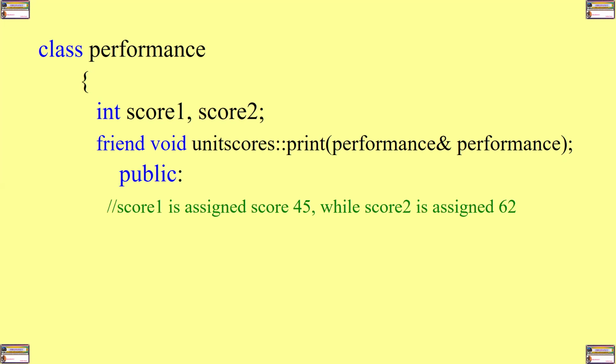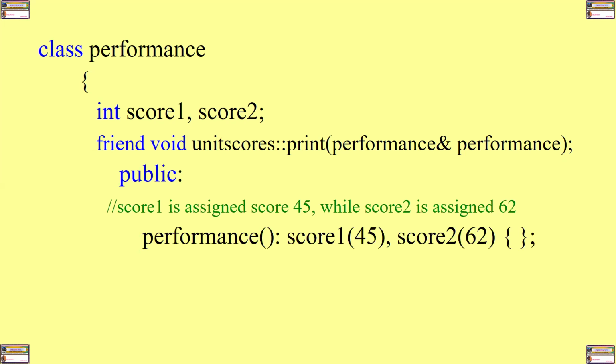Then we have the public members. And what is under the public? Under the public, we have 45 being assigned to the member called score1, while 62 is being assigned to the member called score2. That's what this function is doing. And then that's the end of the definition of the class called performance.